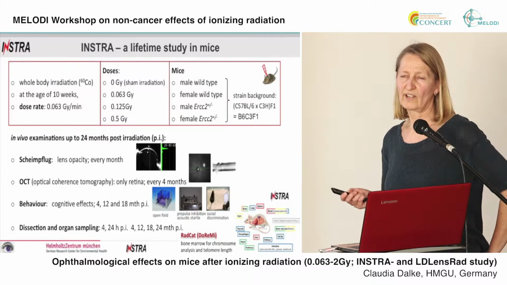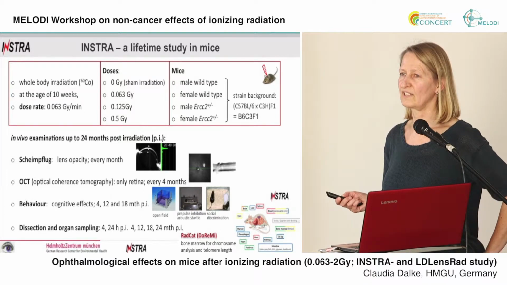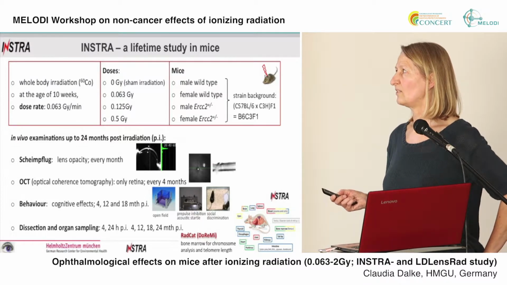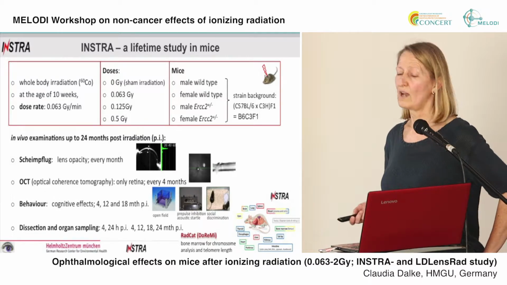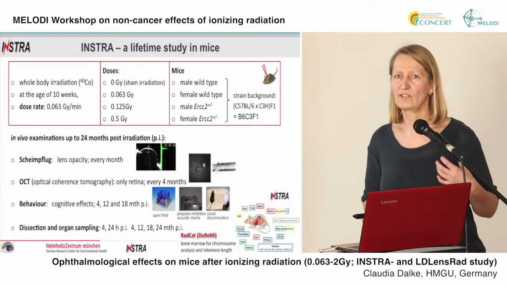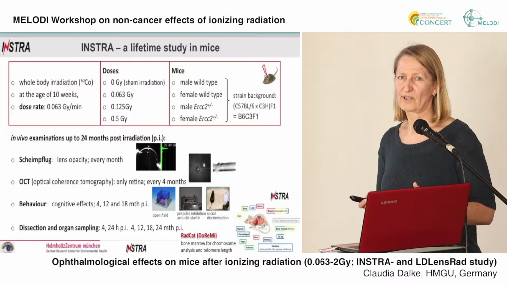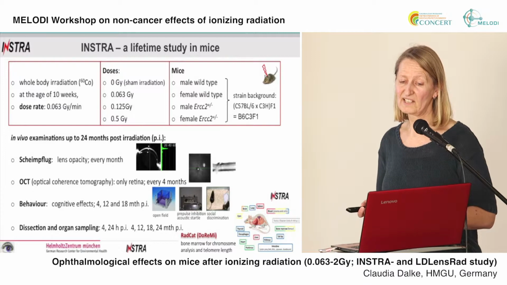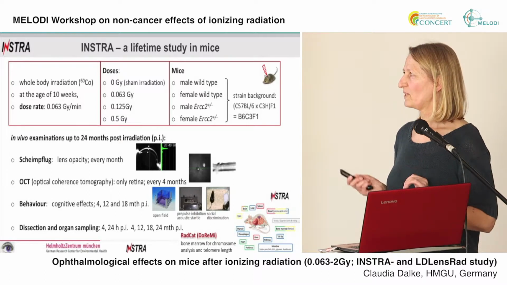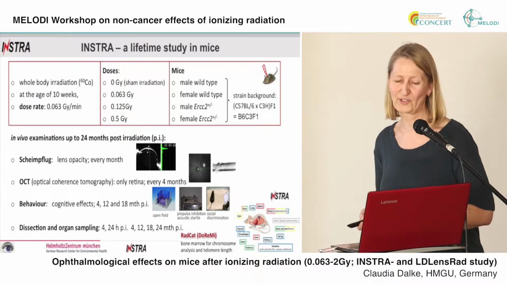So it's again whole body irradiation with this cobalt source, and here we just use the low dose rate of 0.063 gray per minute and low doses for the irradiation from 0.063 gray to a maximum of 0.5 gray. And this maximum dose we chose because in old literature, this was the dose where cataracts were clearly seen in mice, in different mouse strains and so on. That's the reason why we chose this 0.5 gray. It should be a positive control.